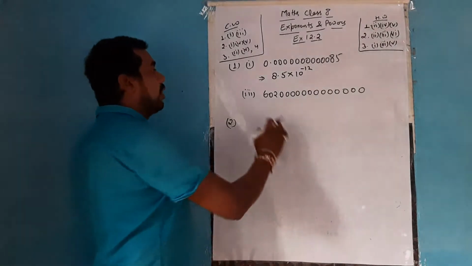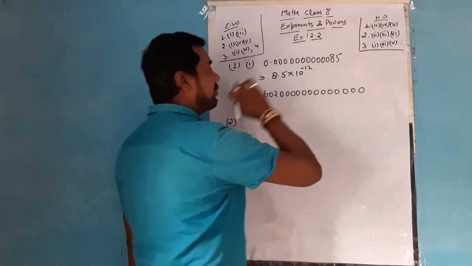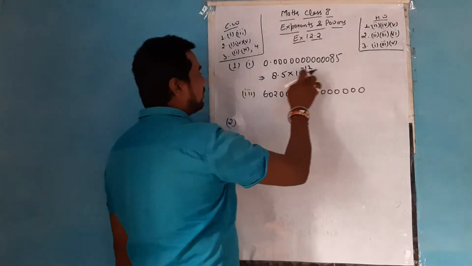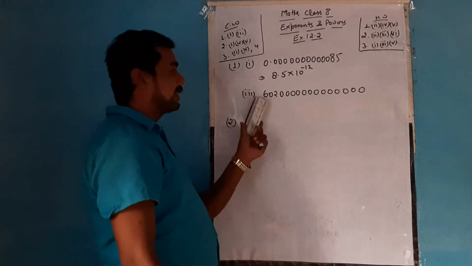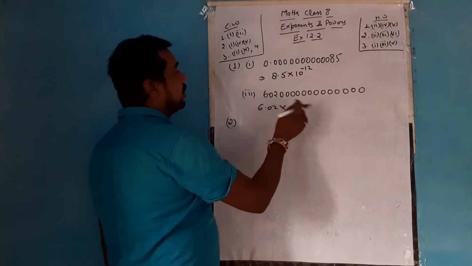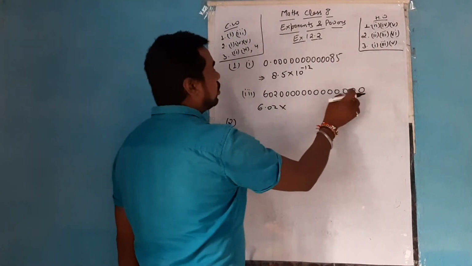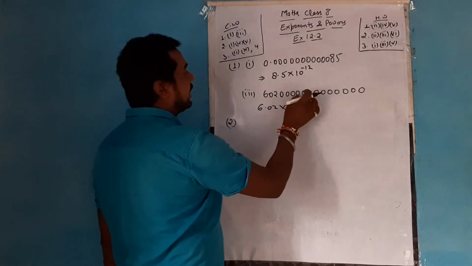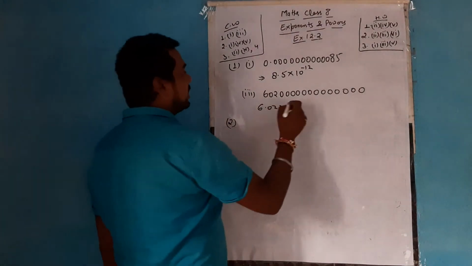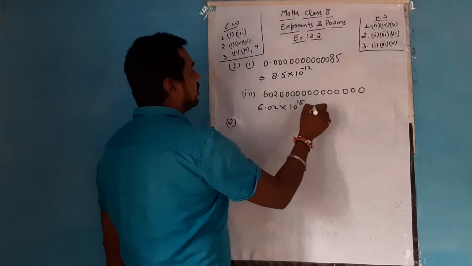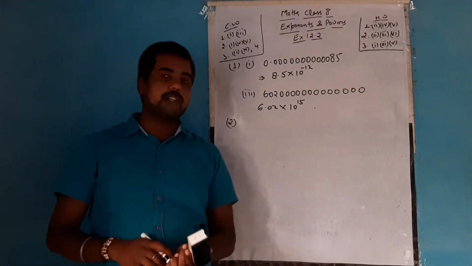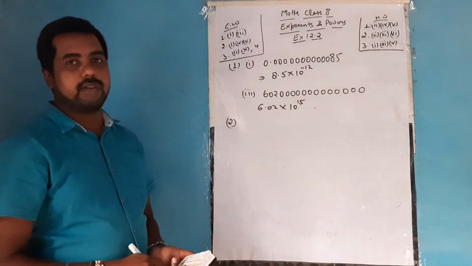Simple. Now here no decimal is given, which means the decimal must be present at the last place. So from the last place the decimal should be shifted to just after 6. We will write it as 6.02 into, now how many places have we shifted? 2, 4, 6, 8, 10, 12, 13 zeros are there, and 2 places are covered by 0 and 2, so that becomes 10 to the power 15. So the answer is 6.02 into 10 to the power 15.